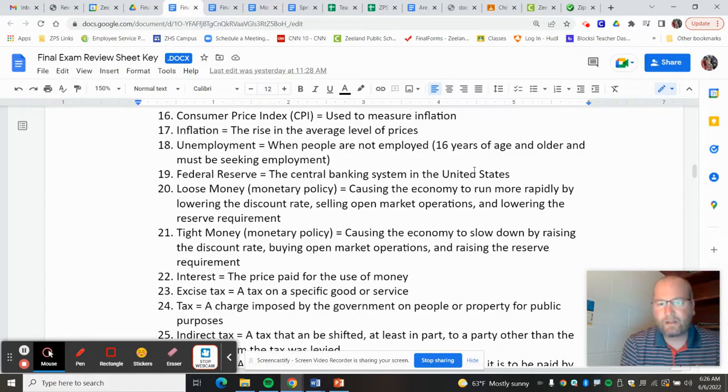Loose money, that's causing the economy to run more rapidly. And they do that by lowering the discount rate so that people are more willing to take out loans, so there's more money out there. Then they will sell open market operations.